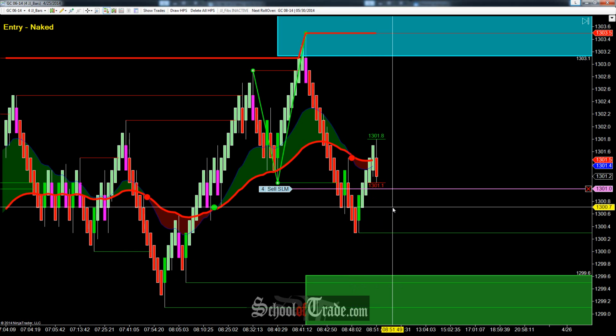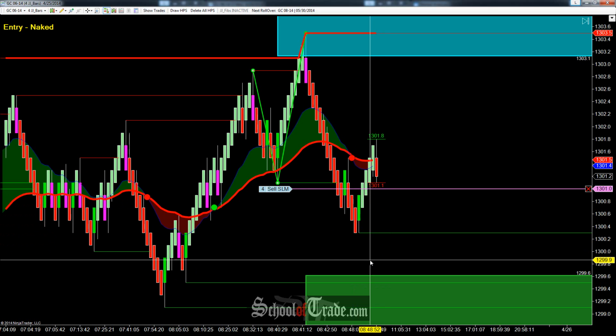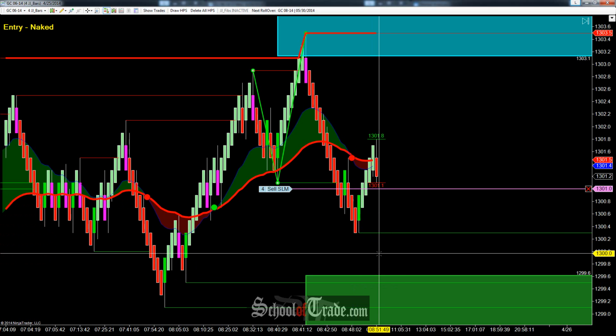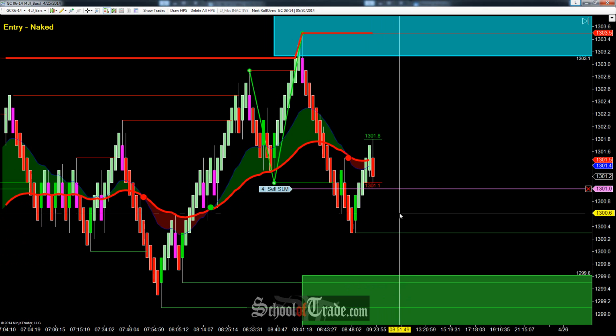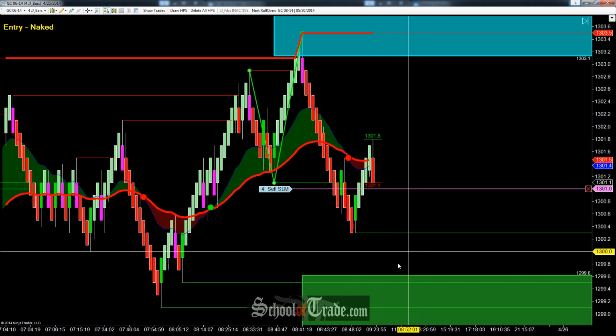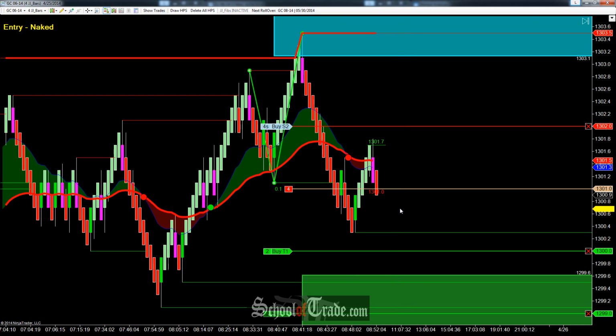So looking at 20 ticks on the first one, 2 off at 10, and then 28 off on the second one for a total of 48 ticks on the trade here if we can get it to drop all the way down there. So just waiting to get filled here, and we can adjust our targets accordingly. Order filled. There we go. So now let's adjust our second target there to 1299.6.